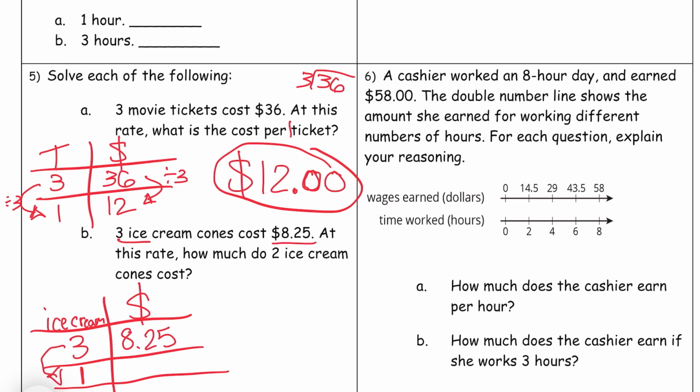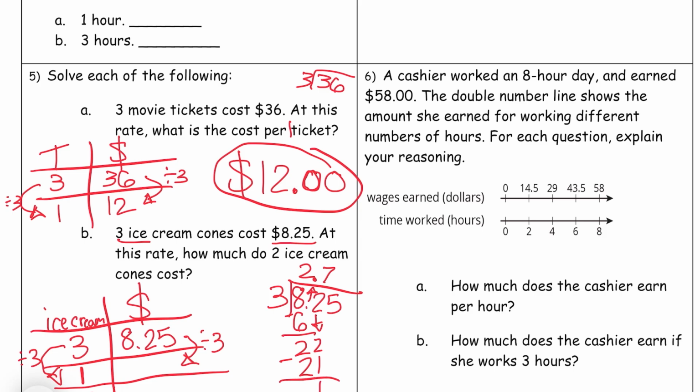So I'm going to do 3 divided by 3 gives me 1. So I'm dividing the money by 3 to find out how much is for 1. So $8.25 divided by 3. 3 goes into 8 2 times. 2 times 3 is 6. 8 minus 6 is 2. Then we bring up the decimal point and we bring down the 2. 3 goes into 22 7 times. 7 times 3 is 21. Subtraction, we get 1. Bring down the 5. 3 goes into 15 5 times. 5 times 3 is 15. So I know for 1 it costs $2.75.